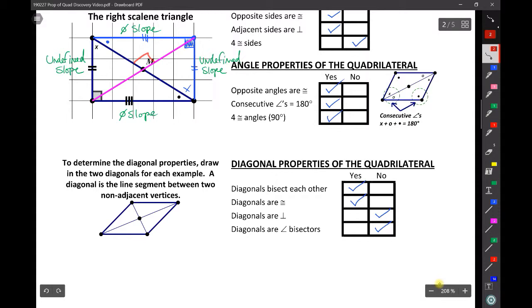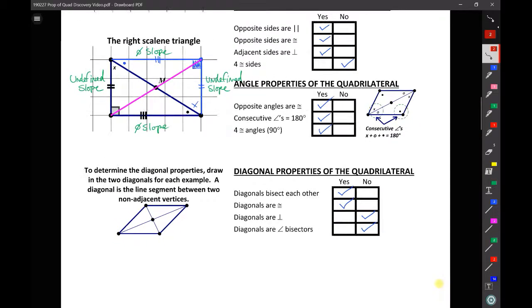No, they don't intersect at a 90-degree angle. That is not a 90-degree angle there. And those angles are not cut into two perfect parts. They're not bisected like that. So you had 2 yeses on the front end and 2 yeses on the back end here.